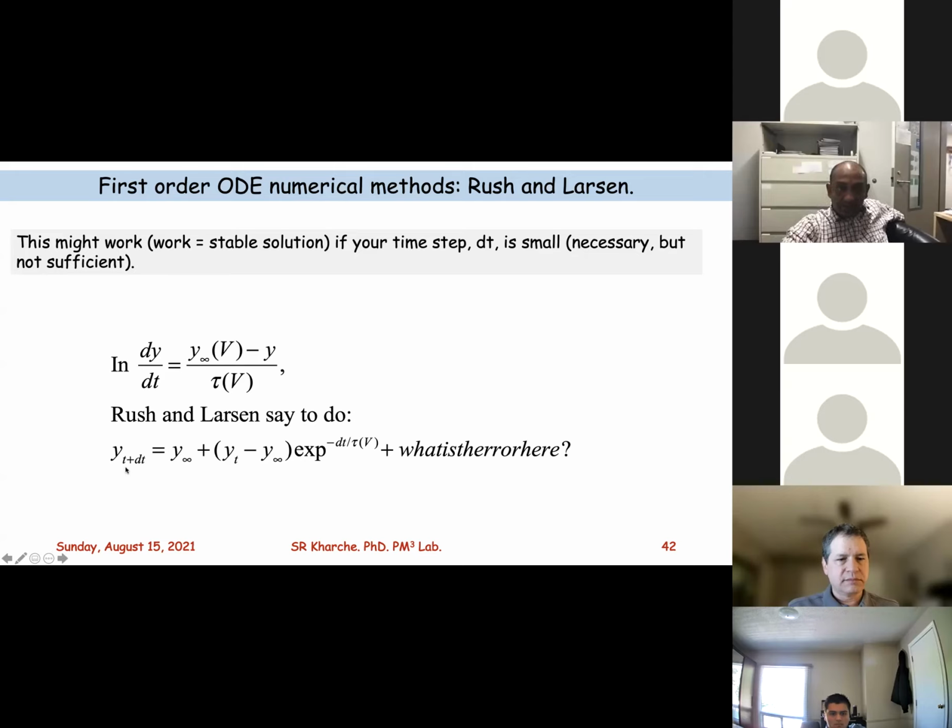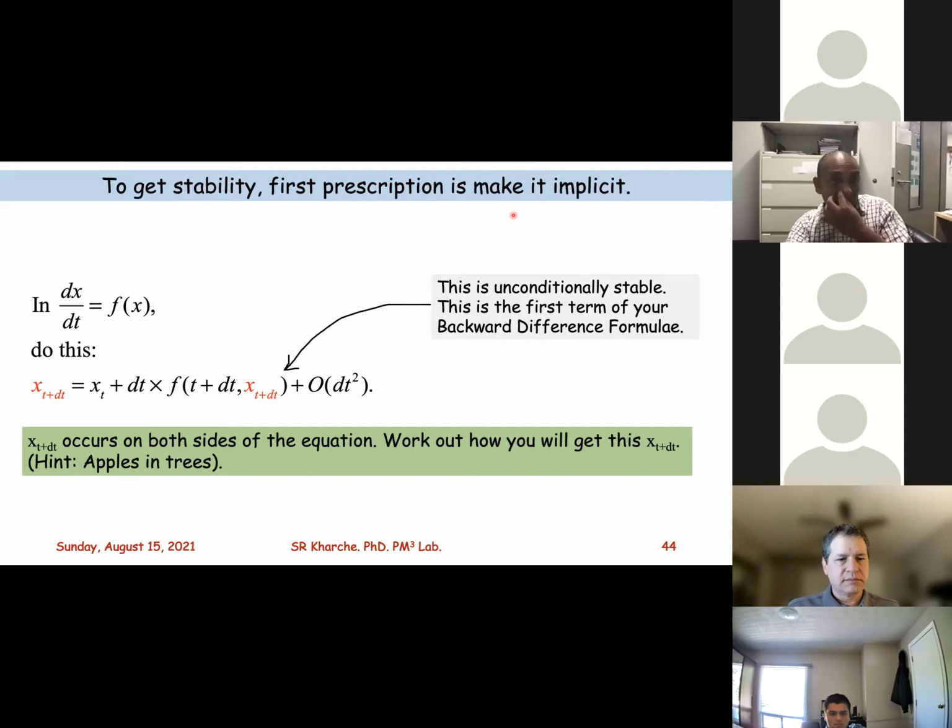But fine. And so then the question becomes, if I want stability, what must I do to make my solution stable? The first thing that comes to my mind is to make your numerical method implicit. Okay. So what do I mean by making your numerical method implicit?